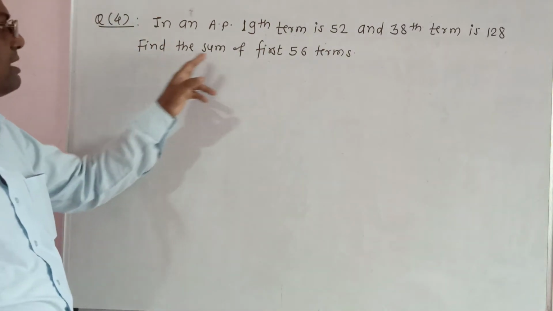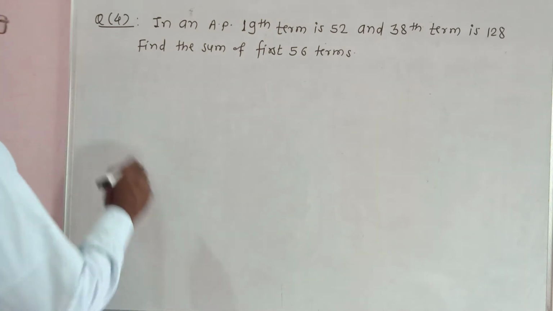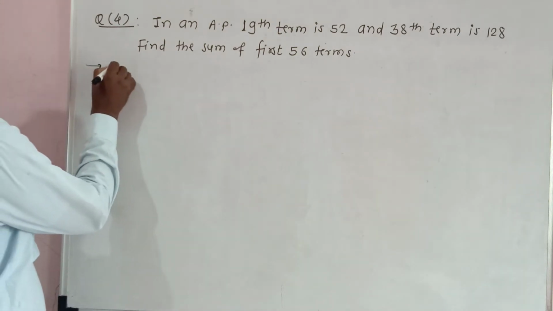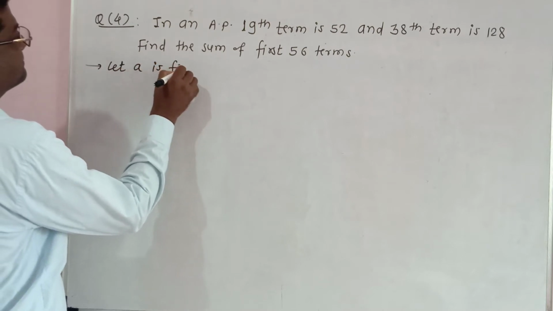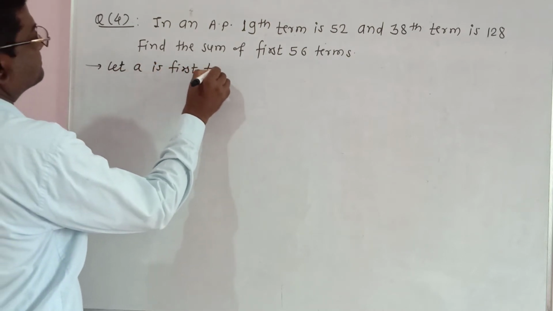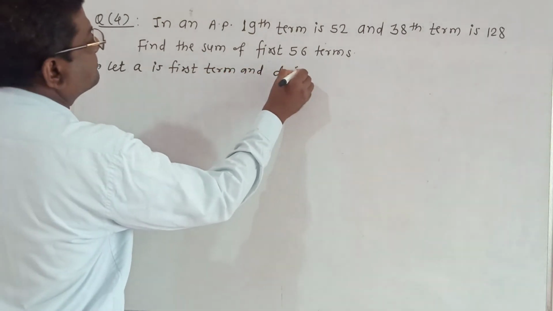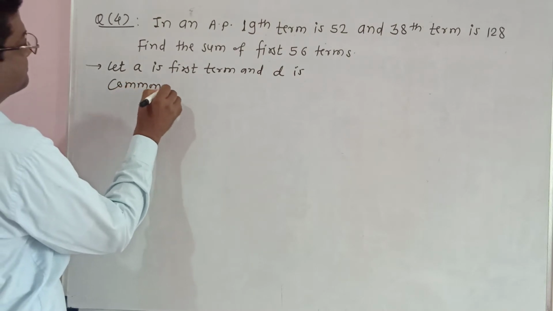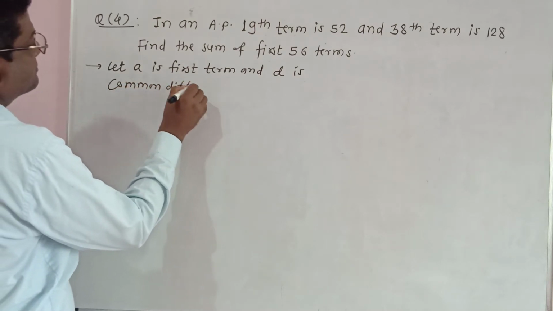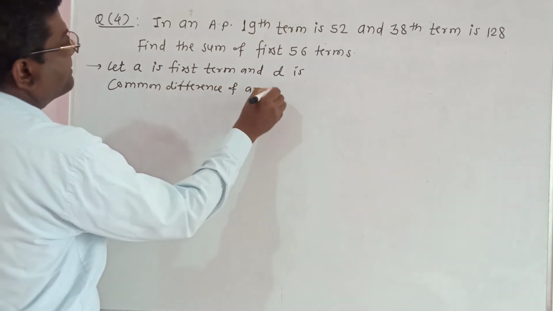Question number 4. In an AP, the 19th term is 52 and the 38th term is 128. Find the sum of first 56 terms. Here, let A be the first term and D be the common difference of an AP.